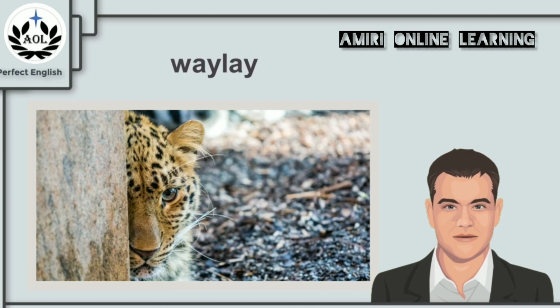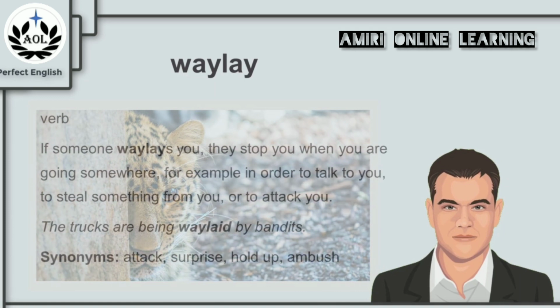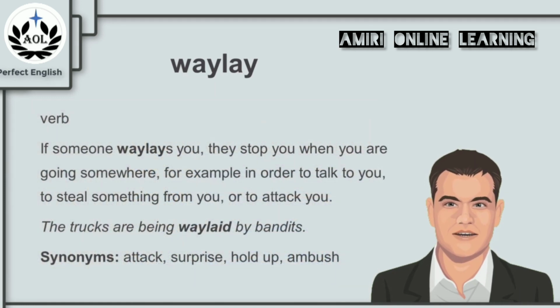Now you look at this picture and you can see this leopard is lurking behind this tree, waiting maybe to attack a prey. It's on the hunt. But how does that picture relate to the word we have here, waylay? Let's find out. Waylay is a verb. If someone waylays you, they stop you when you are going somewhere, for example, in order to talk to you, to steal something from you, or to attack you, just like this leopard.